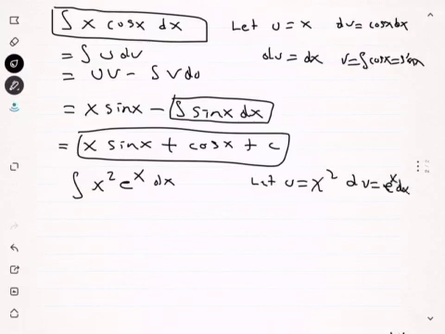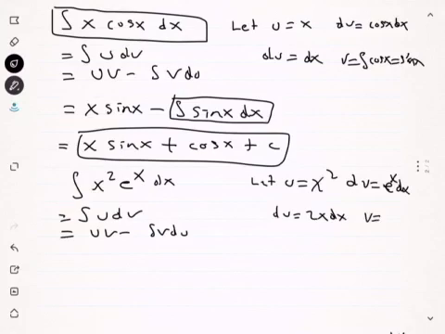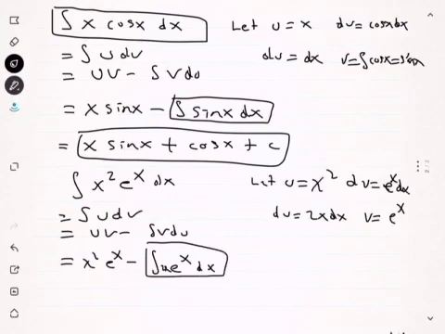Alright, then this will be u dv, which will be uv minus the integral of v du. So we gotta find du here, which is 2x dx, and we gotta find v here, which is just the integral of e to the x, so this will be e to the x. So then we have uv, which is x squared times e to the x, minus the integral of v, which is e to the x, times du, which is 2x dx. This integral right here is still gonna need integration by parts, so we're doing integration by parts 2 times.